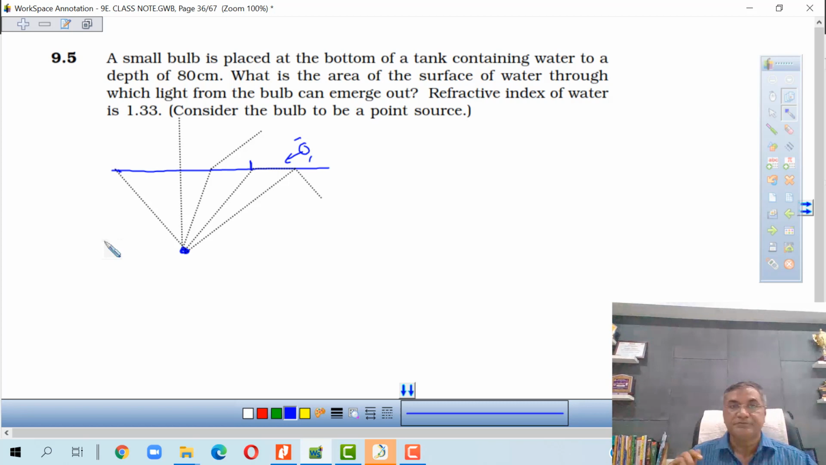Suppose I say this is R and this is H, and we know that this angle is theta. So I say this is IC, the critical angle. So what will this be? IC.